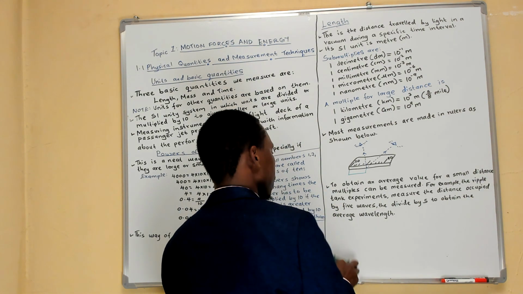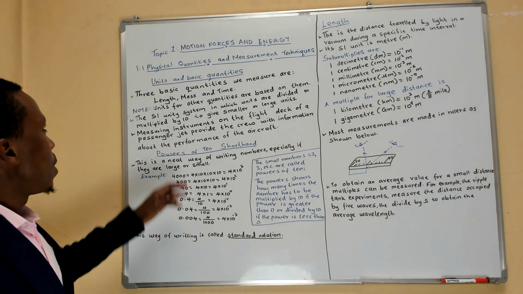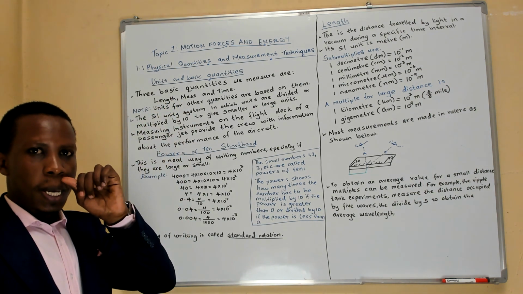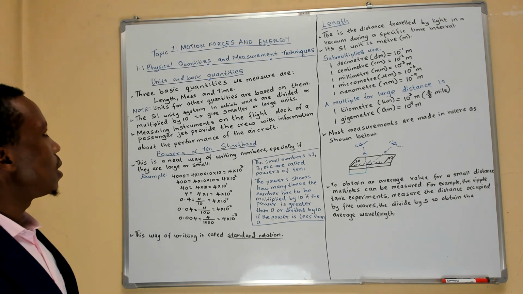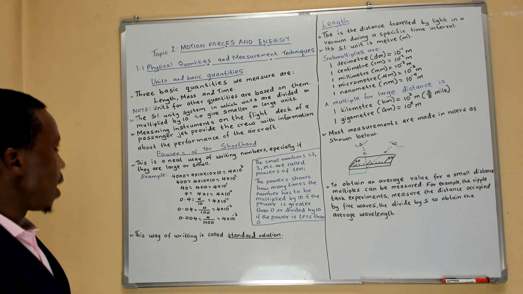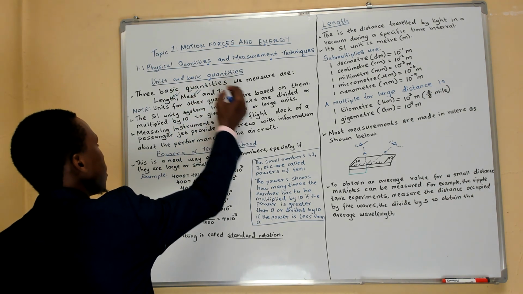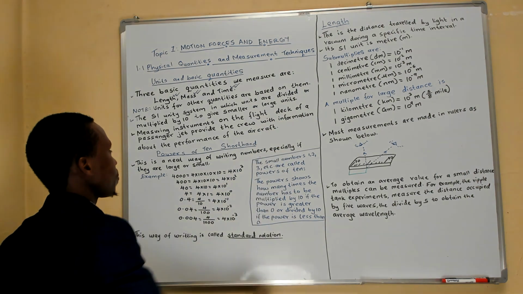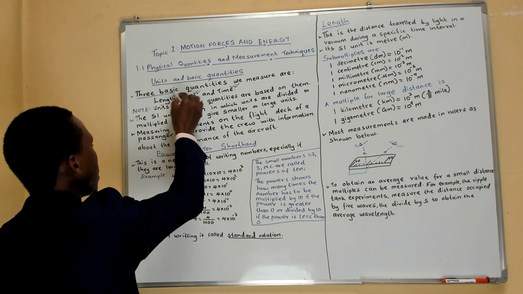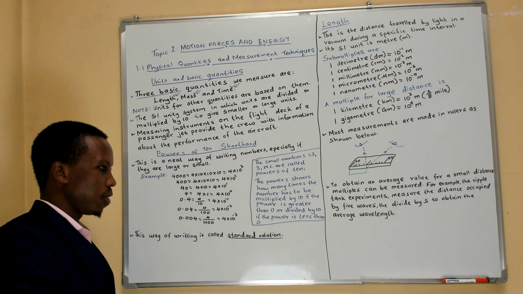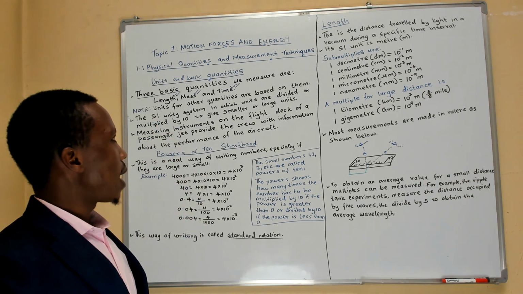And now let's dive into what we are learning today. We are starting with the units and the basic quantities. The three basic quantities that we measure are length, mass, and time. These are the major quantities that we use in physics. And note that units for other quantities are based on them.